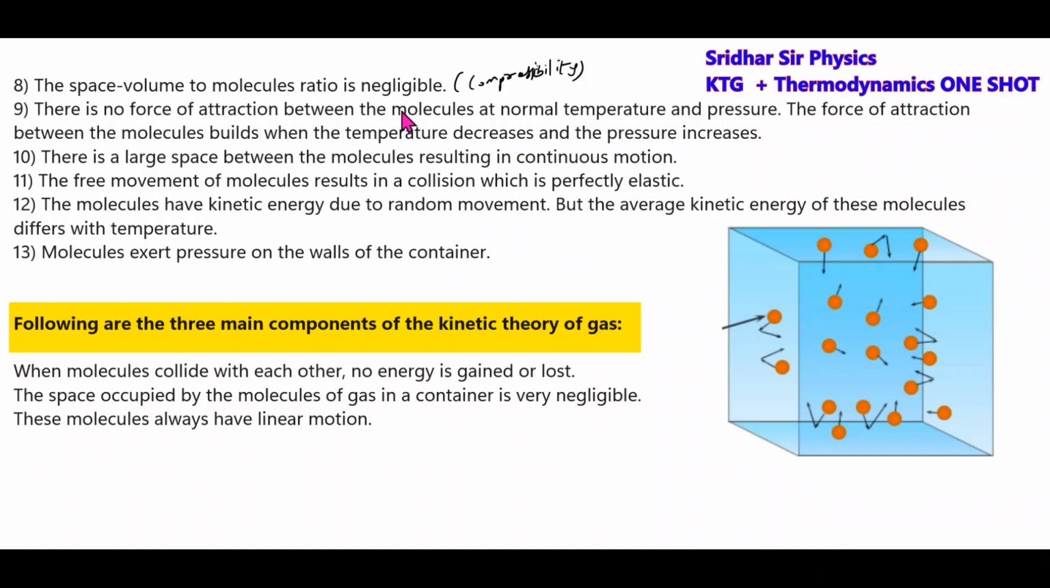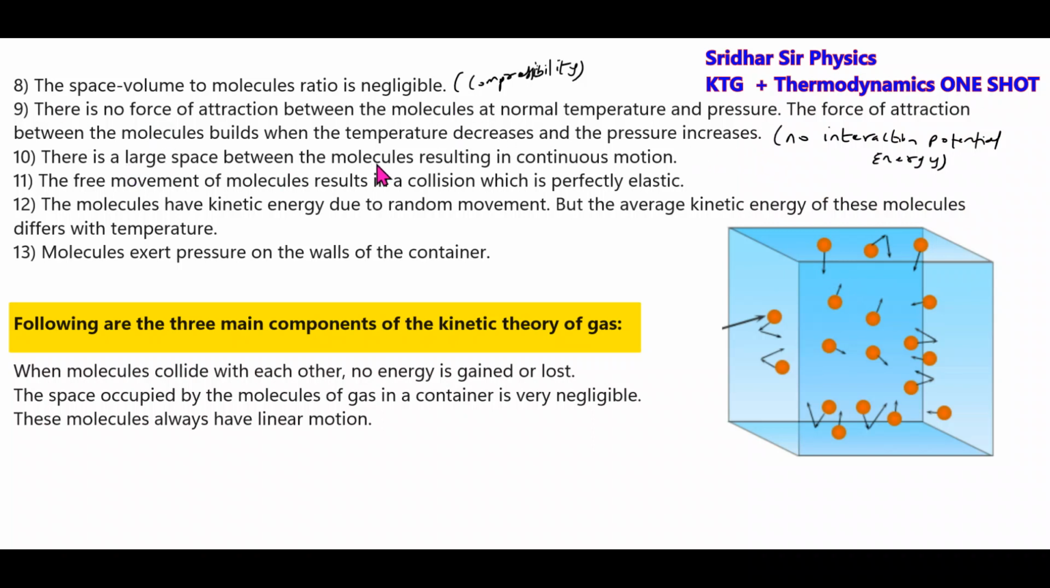There is no force of attraction between molecules at normal temperature and pressure. The force of attraction between molecules builds when the temperature decreases and pressure increases. We are going to discuss normal pressure and temperature, so definitely no interaction potential. Like in gravitation, G M1 M2 by R, or in electrostatic interaction, K Q1 Q2 by R, we should not consider any of those things here. Don't consider them.